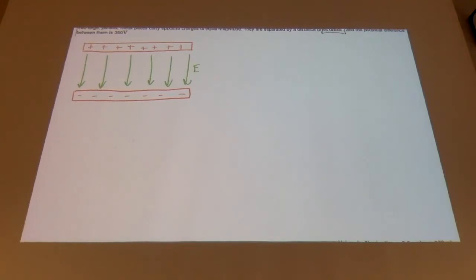Notice it says they are separated by a distance of 45 millimeters. So we're going to say that this distance is 45 millimeters. And the potential difference between them is 350 volts. So we could say between these 2 points, we have a delta V, a potential difference of 350 volts.